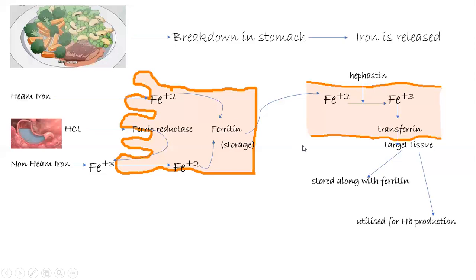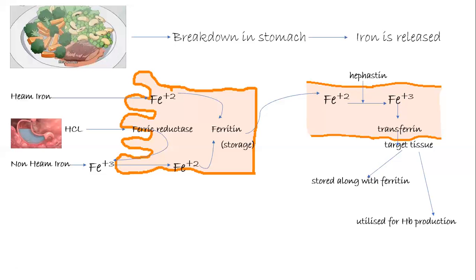Now whenever there is need of iron inside the body, the Fe plus 2, the ferrous form of iron which is present in the ferritin, is released and it moves through the blood. At this point again, hephaestin, an enzyme in the body, converts Fe plus 2 to Fe plus 3. Now this ferric form of the iron again combines with a transporter, that is transferrin.